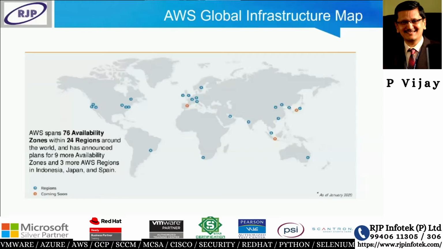So if I say 76 availability zones, the least number of data centers being 2, I have 150 plus data centers distributed across 24 regions across the entire globe, which you can see as the blue and orange dots. And what do you think would be the size of a data center? Anywhere between 50,000 to 1 lakh servers. That's the amount of hardware you find per data center on AWS. So that's quite a bit.